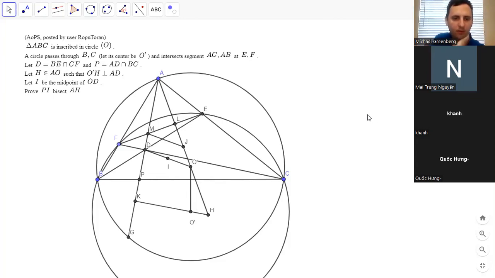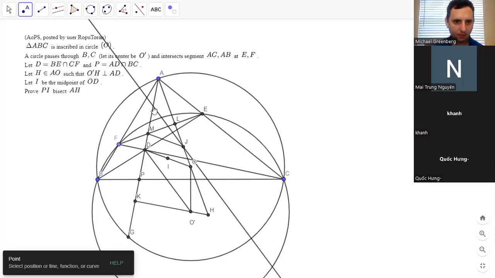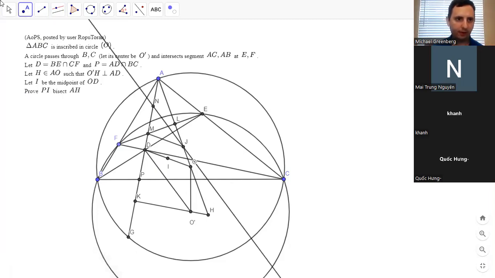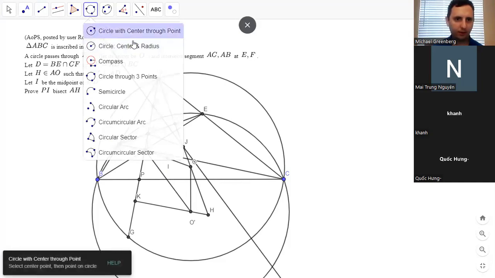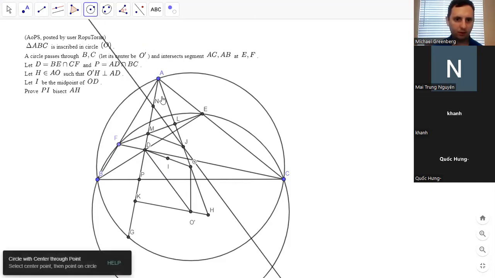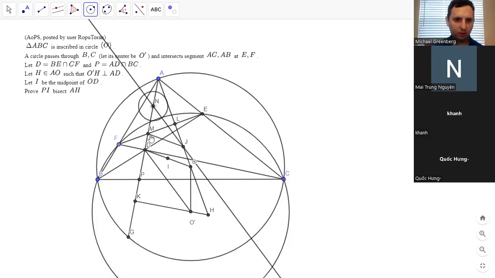So we want to show that... I wonder, what if we try something like this? I wonder if this is the midpoint of AM. Let's check. Huh, yeah, it does look like it.